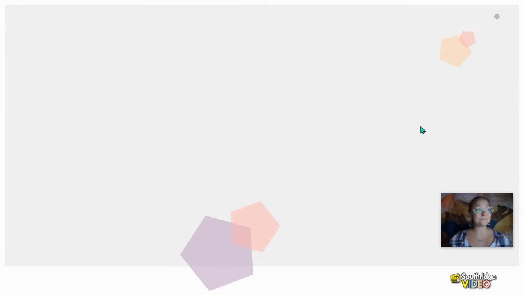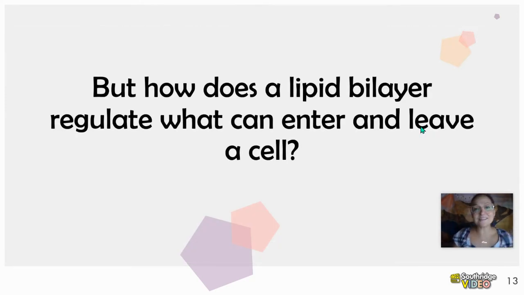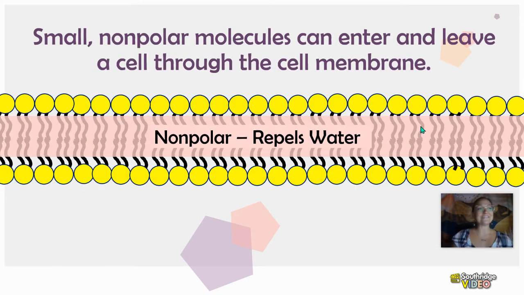But for now, I'm going to focus on the lipid bilayer and how the phospholipids themselves regulate what can enter and leave a cell. Okay, so now how does that lipid bilayer with two layers of phospholipids regulate, right? If we remember, that center part is nonpolar, it repels water. So small molecules like oxygen and carbon dioxide that are also nonpolar are the perfect examples.